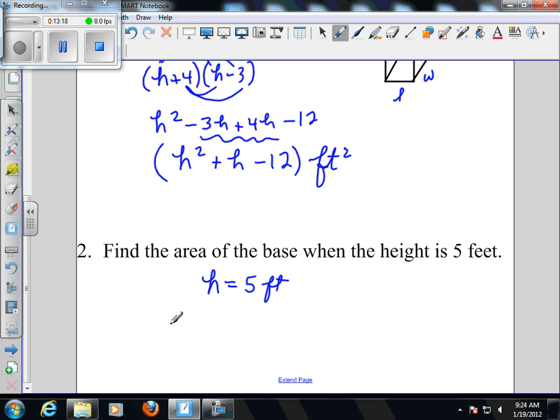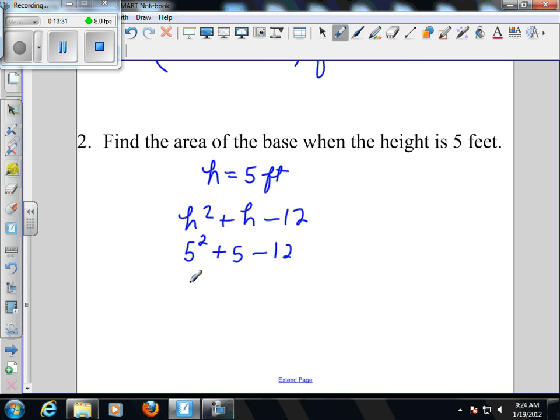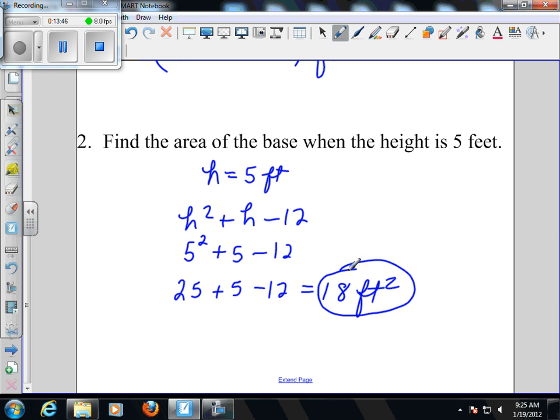All right, so we're going to use our formula that we just came up with, h squared plus h minus 12, our expression, and we're going to substitute 5 in place of h. So we've got 5 squared, which is 25, plus 5, minus 12. 25 plus 5 is 30. 30 minus 12 gives you 18 square feet. So that is the area of the base if the height of the prism is 5 feet.